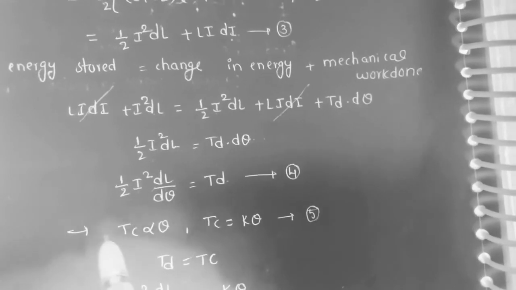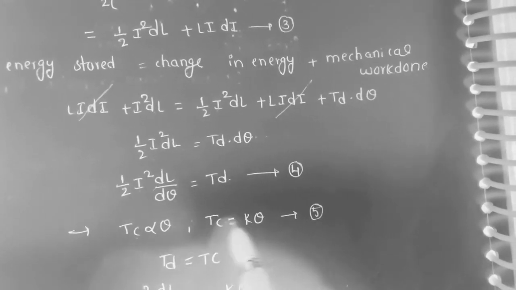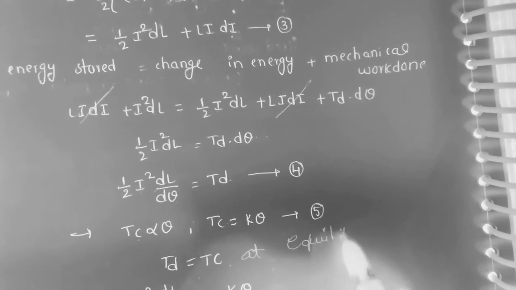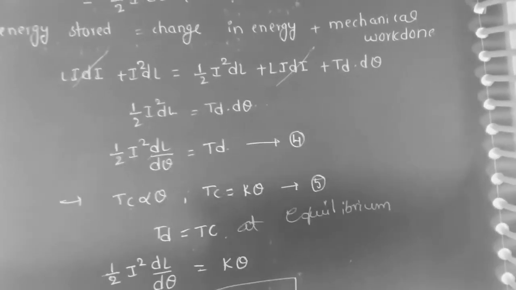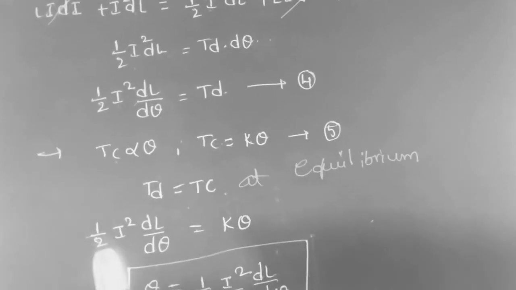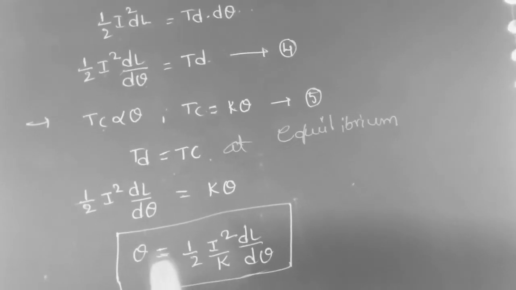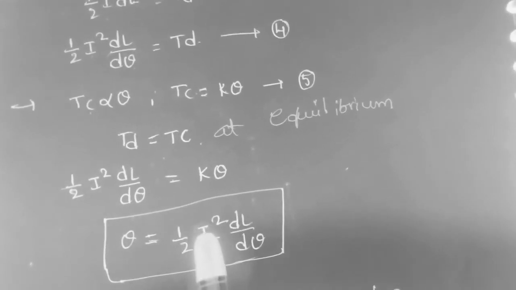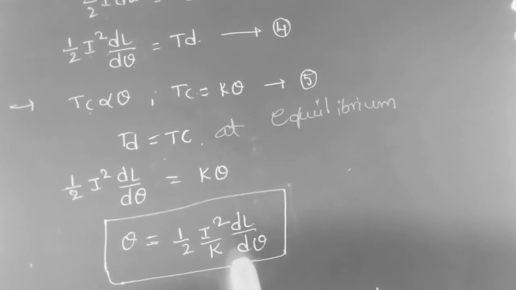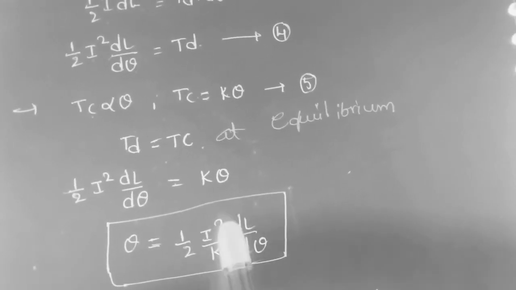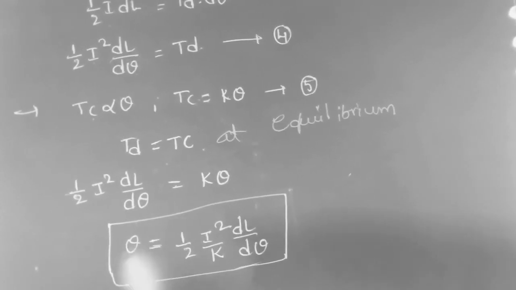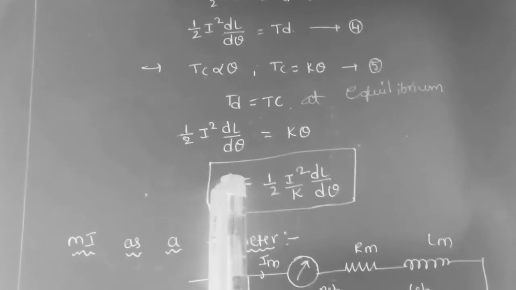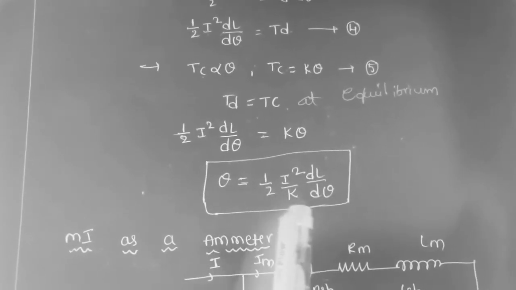But in the case of a spring, the controlling torque Tc is proportional to theta: Tc equals k theta. Td equals Tc at equilibrium condition. At a stable condition, Td equals Tc. Therefore, half I square dL by d theta equals k theta. From that, deflection angle theta equals half I square by k into dL by d theta. So deflection theta is proportional to I square dL by d theta, the change in inductance. If you know the change in inductance, the current, and the spring constant, then you can calculate the deflection angle theta.